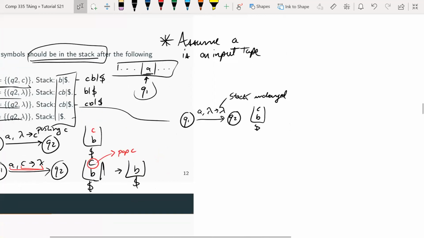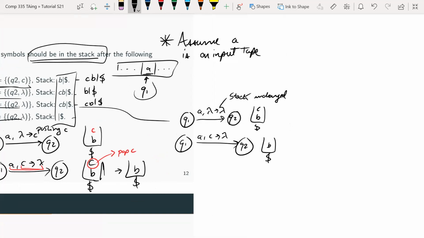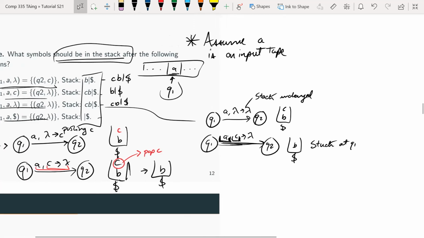If, for instance, you had a Q1, A, C, lambda, Q2, but you didn't have a C at the top, you had a B. Then what would happen is you would essentially just be stuck at Q1. Because to move forward from Q1 to Q2, you need to be reading an A, and you need to be having a C at the top of your stack. So because you're stuck at Q1, this would naturally lead to a reject because you can't move forward. So that's a good question.